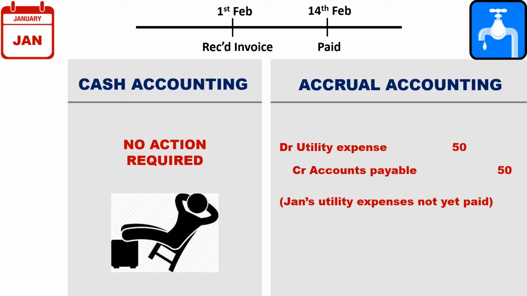What if Bob was to receive the utility bill on 1st February instead of 31st January? Would the journal entries be different? Well, there is no difference under the cash accounting method because there is no cash paid in January. However, under the accrual accounting method, even though the utility bill was not received by January, the utility expense has been incurred, so Bob has to record this expense in January. He could use the average amount of utility expenses incurred in previous months to get the best estimated amount to record in January. And instead of crediting accounts payable, he will have to credit accruals.